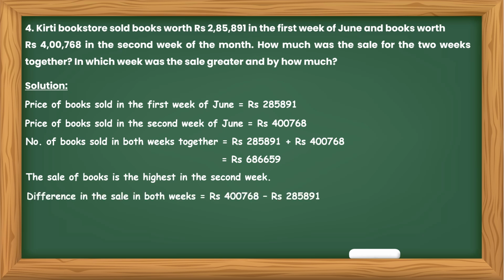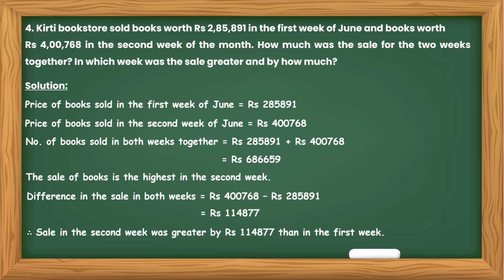So the difference in the sales in both weeks is equal to 4,768 minus 2,85,891. So when you subtract, you find the difference to be rupees 1,14,877. Therefore, sale in the second week was greater by rupees 1,14,877 than in the first week.